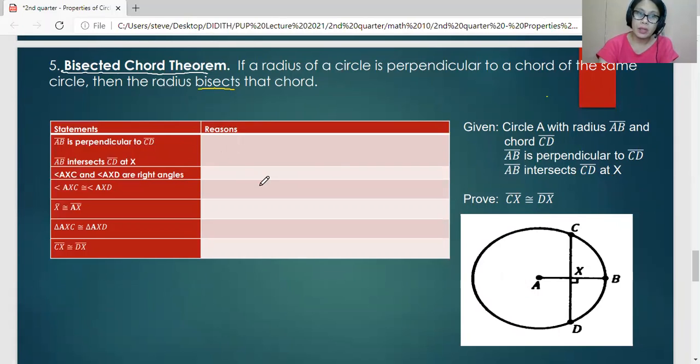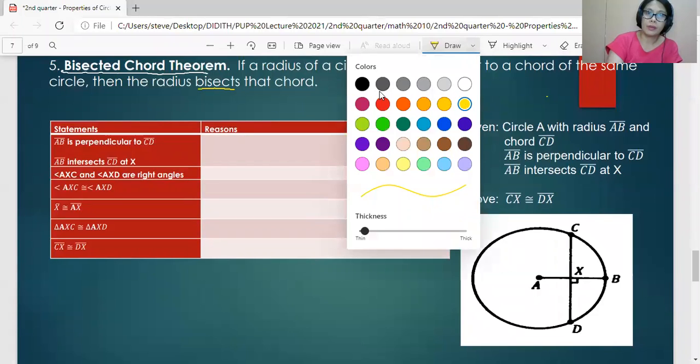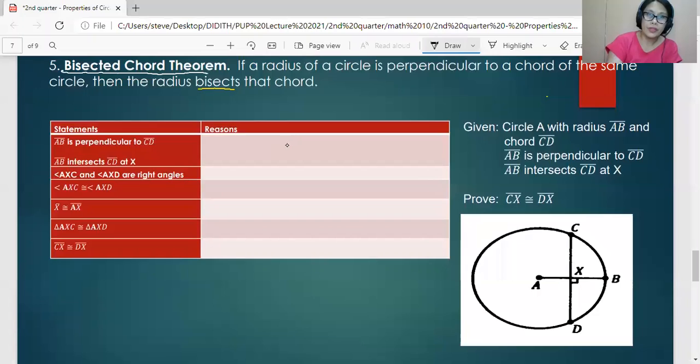So we have to prove that line segment CX is congruent to line segment DX. The last statement here will really tell us that the two are equal because this chord CD is bisected by AB because the two are perpendicular. So the first statements are true because these are given. And then angle AXC and angle AXD are right angles.